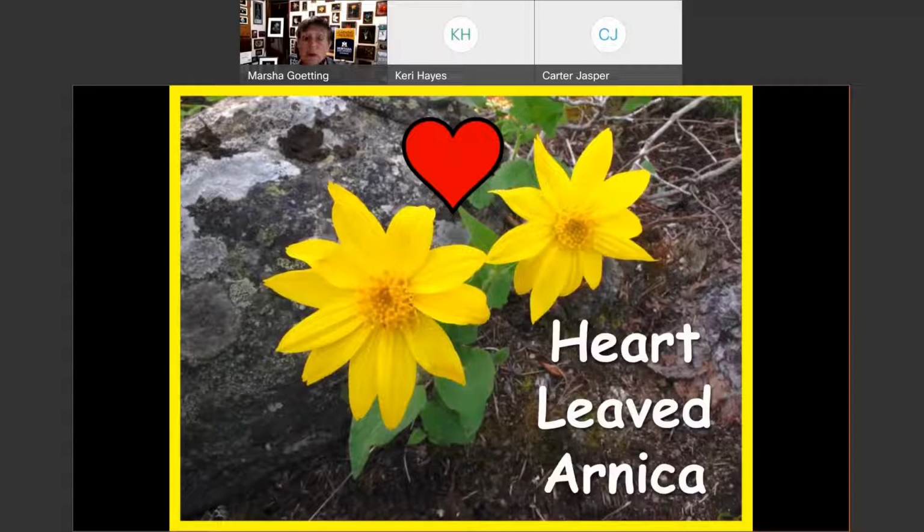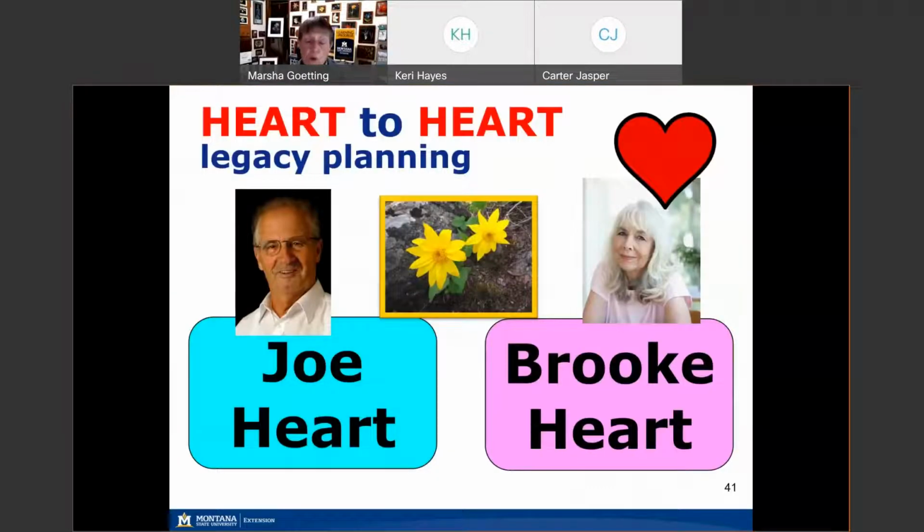Now here I have a heart-leaved arnica. Okay, really kind of a cute daisy looking flower. And behind that, we have that rock with the lichens on it. I even took a class on lichens, which was fun. But back to the point here.